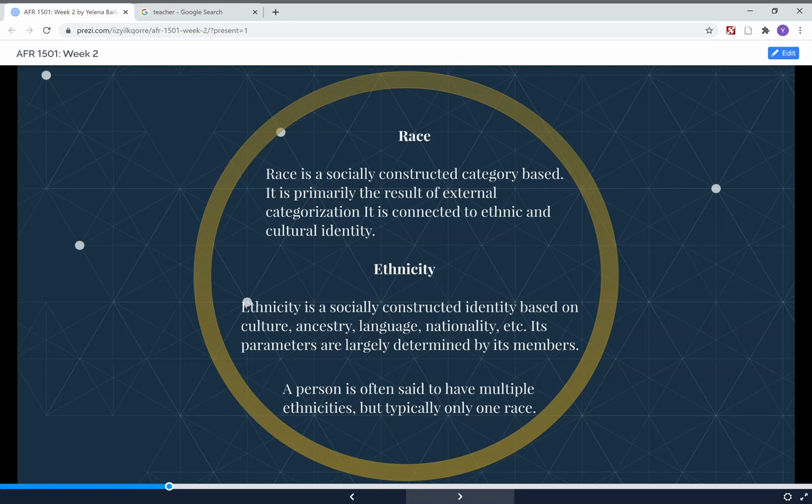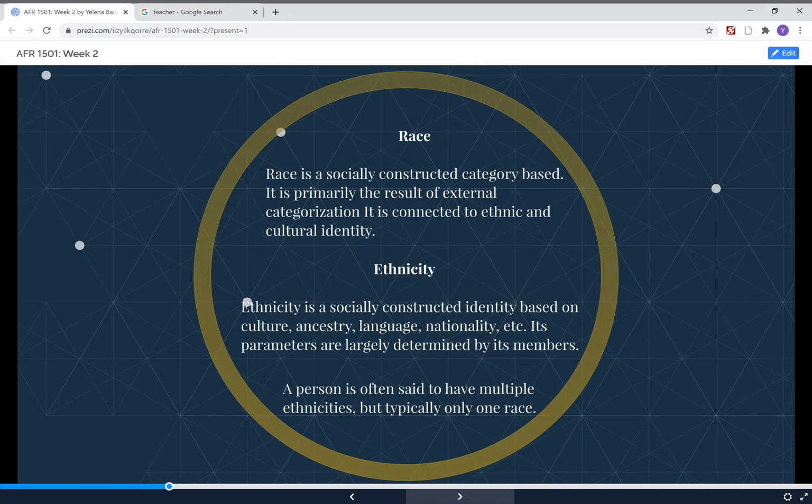So socially constructed, I think this is key. Race is really, and this is when you understand it as a historical process, when we say socially constructed, it means it's been constructed by society through historical and political and economic processes, right? So it's external.